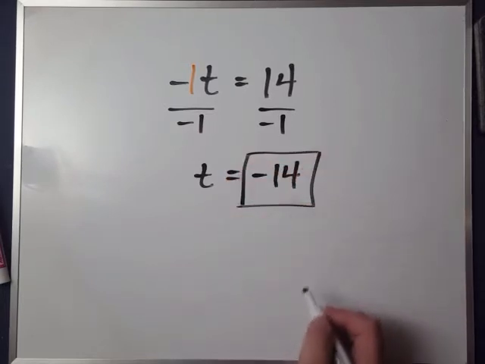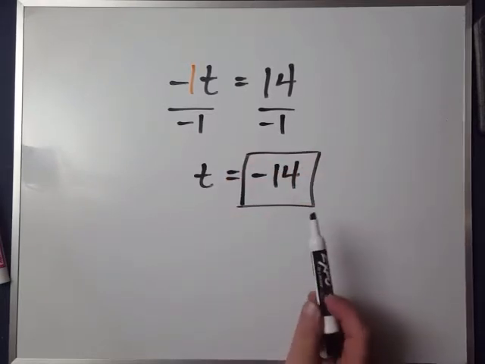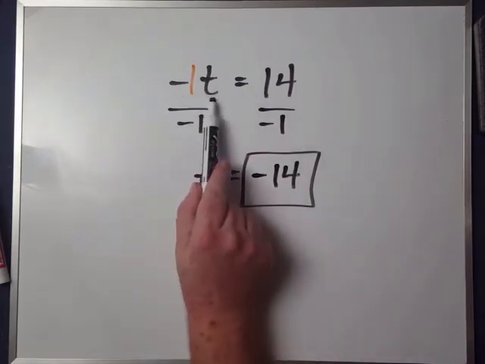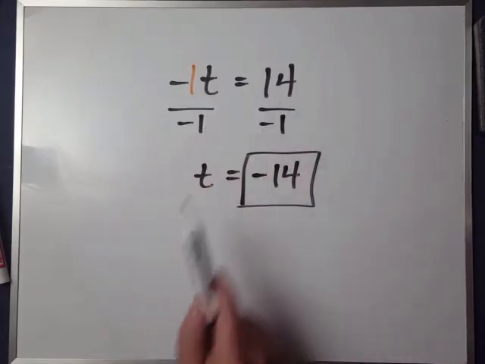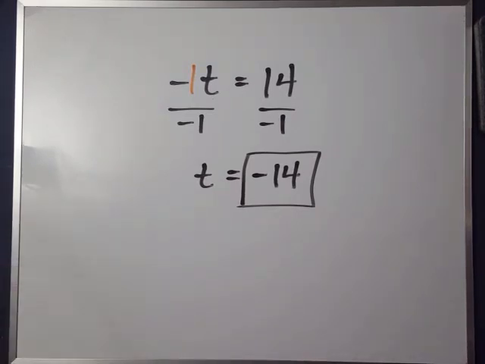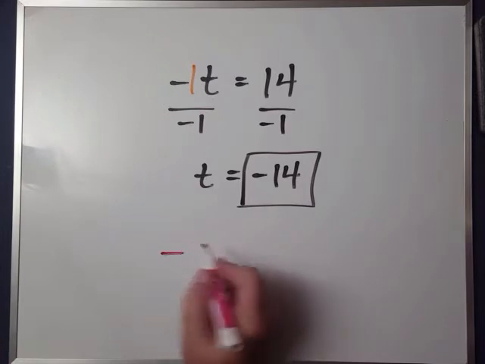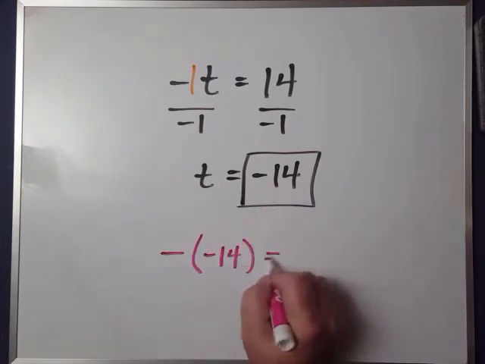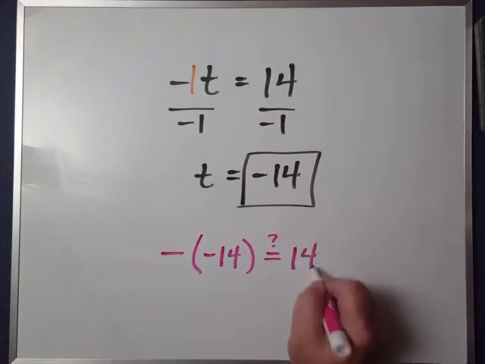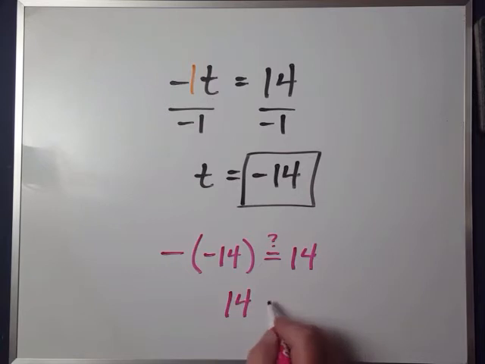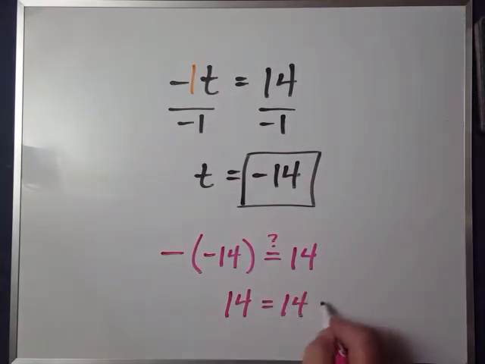Plug that back into the original. Is it true that negative 14 equals positive 14? When we plug it back in, is it true that negative, and now we believe t is negative 14, is that equal to positive 14? And we know that two negatives make a positive in this instance. That's our double negative rule. And so sure, that checks.